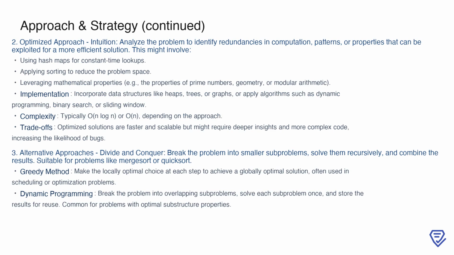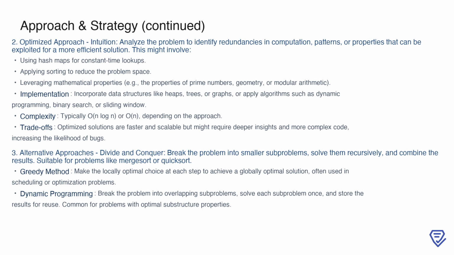Now, to make your solution more efficient, you should analyze the problem for patterns or redundancies that can be eliminated. An optimized approach often involves leveraging specific data structures or algorithms to reduce time complexity. For example, hash maps can provide constant time lookups, while sorting can help reduce the problem space for certain tasks. You might also use mathematical properties or apply well-known techniques like binary search, sliding window, or dynamic programming. While these methods often bring the time complexity down to n log n, or even n, they require a deeper understanding of the problem and more careful implementation.